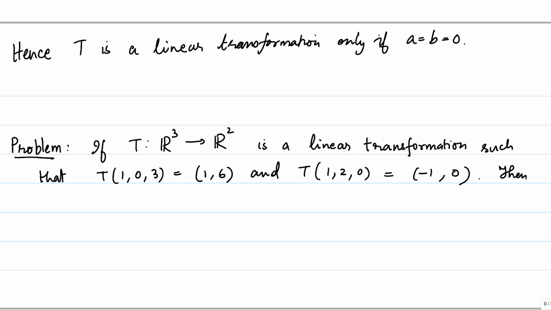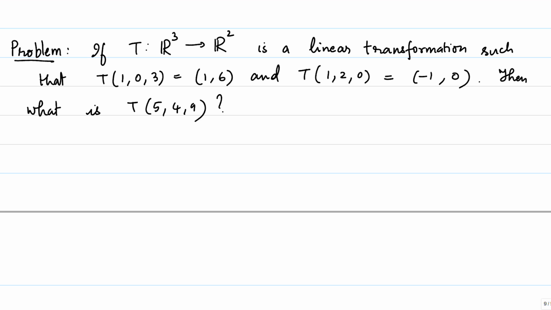Then the problem demands that we calculate the value. Then what is T of 549? This is what is expected. Okay, so what is the only information that is given to us? The only information that is given to us is that T is a linear transformation. We don't know anything else about the map T, right? So maybe let's look at a solution and see how to go about solving this problem.